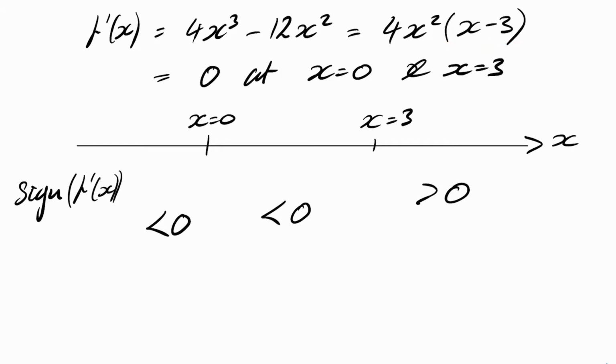So it's a good idea just to sketch what that tells us about the function. It's decreasing in this region, decreasing in this region, increasing in this region, and so we can see that x equals 3 is a minimum.